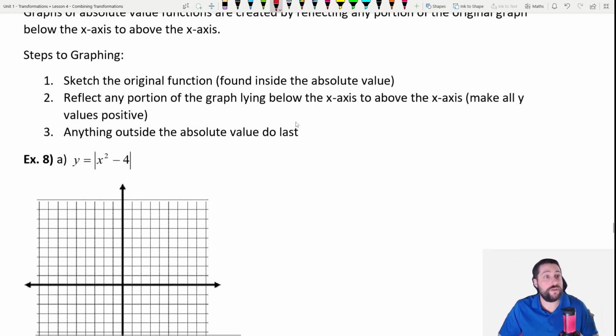So the steps to graphing: 1, sketch the original function found inside the absolute value. 2, reflect any portion of the graph lying below the x-axis to above the x-axis. So essentially, you're making all those y values positive.